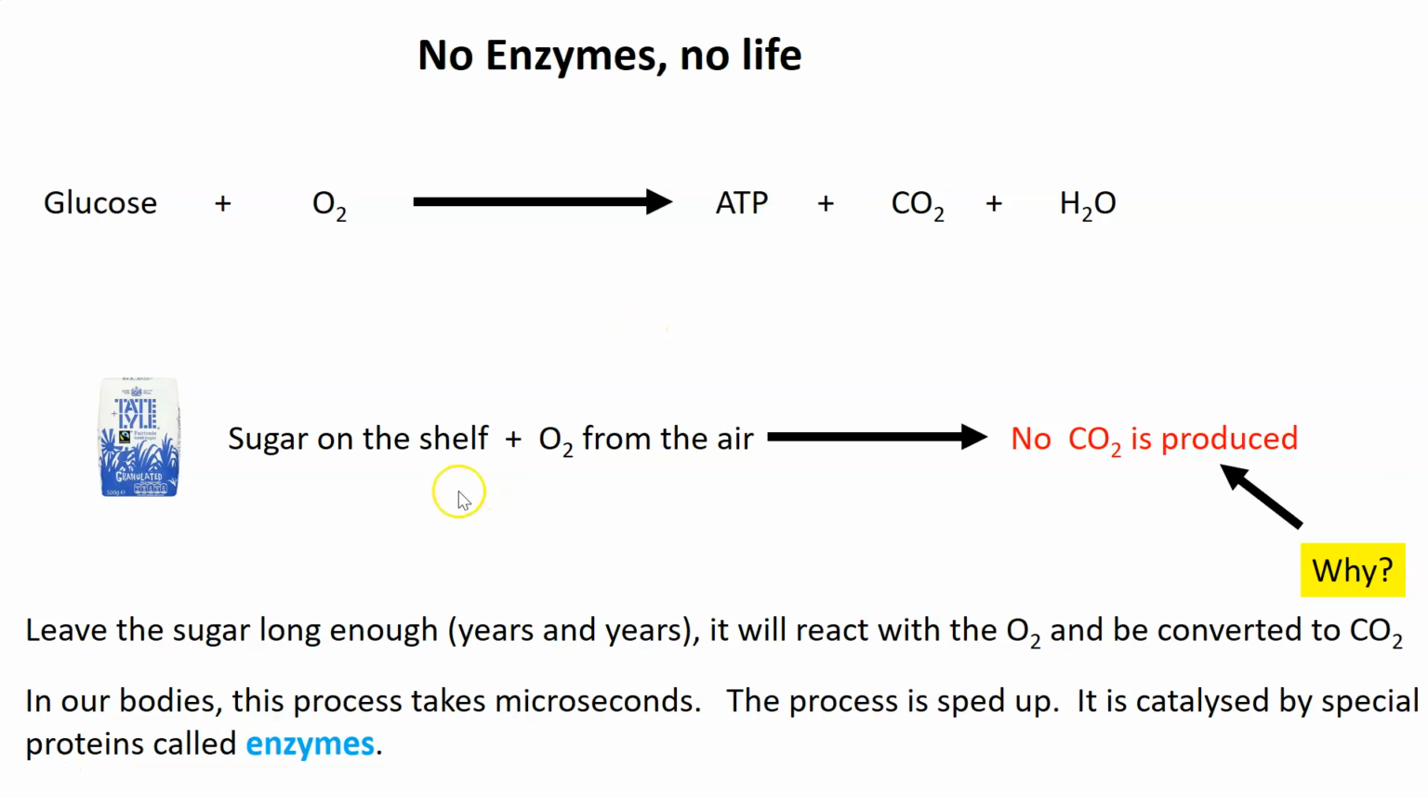So if we left this sugar on the shelf for years and years, and I'm talking 50 years, 100, maybe even longer than that, when you come back after 100 years, maybe the sugar will have disappeared. It will have oxidized from the oxygen in the air to give you carbon dioxide. But that's how long it would take: hundreds of years, maybe more than 100 years.